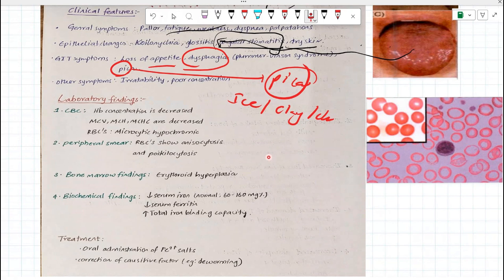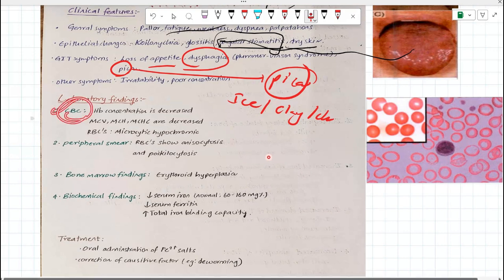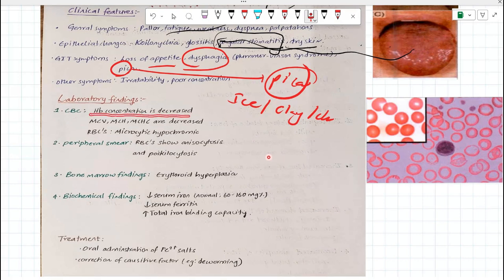Now, what are the laboratory findings? As soon as the patient enters the OPD, we suggest a CBC, the complete blood count or complete blood picture, in which we can find decreased concentration of hemoglobin, and the blood indices, MCV, MCH, and MCHC, will be decreased, along with the RBCs manifesting microcytic hypochromic morphology. And the peripheral smear, which we all do in the physiology lab, shows anisocytosis and poikilocytosis.